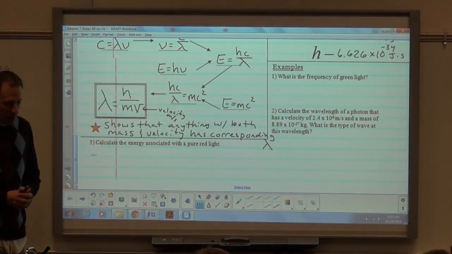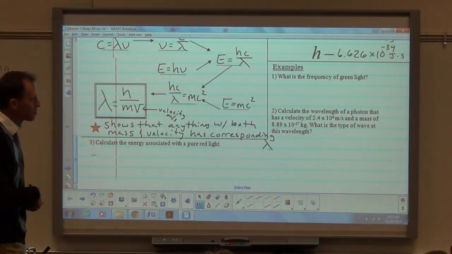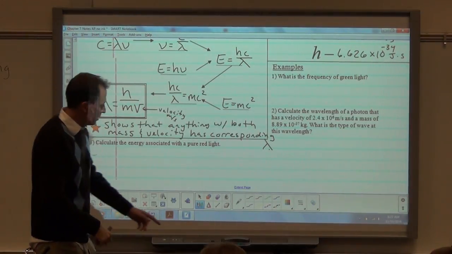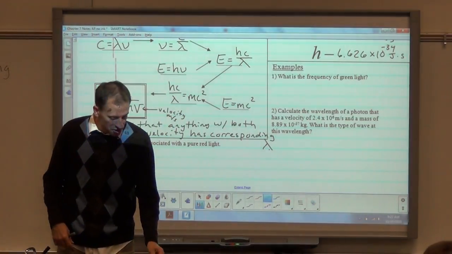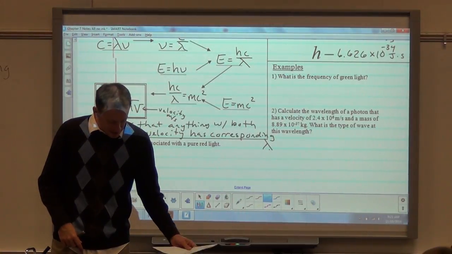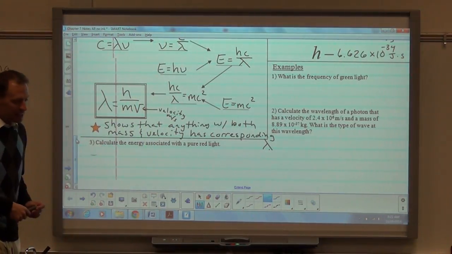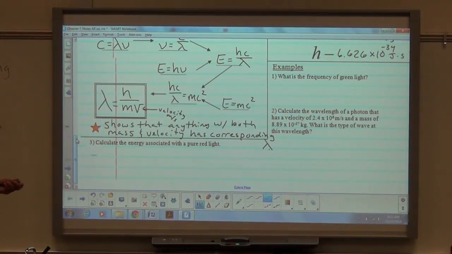All right, so that being said, we're going to just quickly pump out three problems. I already have them written there for you. We'll see how this works, and then we'll jump to the next ones. The next pages get into some specifics of a couple other equations that we have, and we'll see where we're at when we're all done.